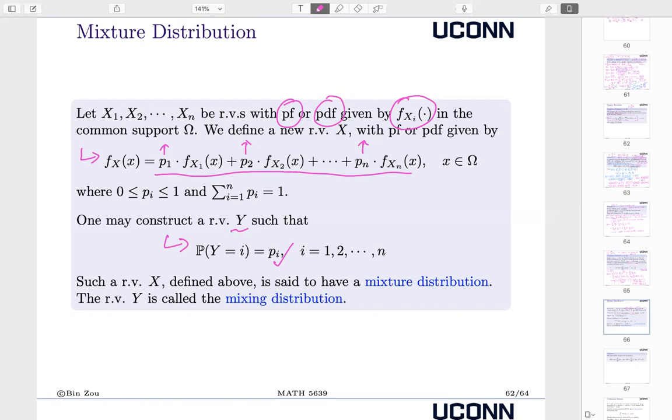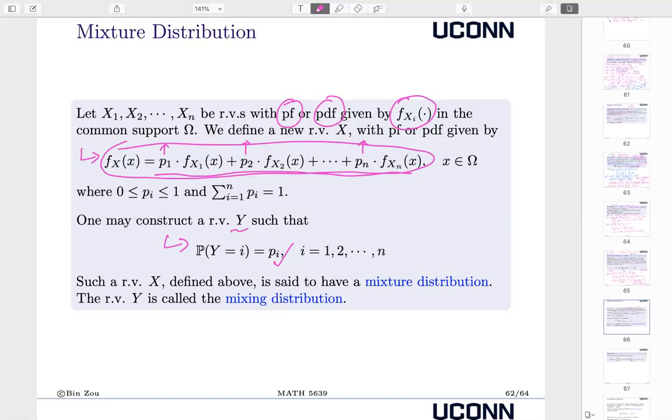Okay. So now what I do, I roll this special die. If I get face 1, I will assign x1 to x. If I get face 2, I will assign x2 to x. So this is how you can understand the mixture from a different point of view. The first understanding is nothing but this definition. By the way, you should check this is indeed a probability function or probability density function.